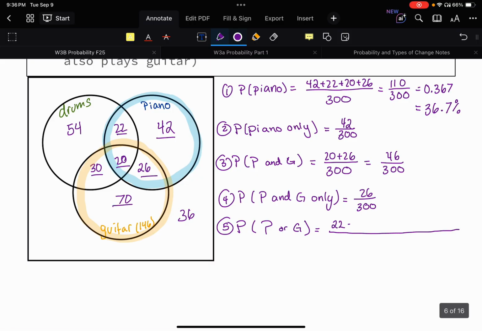The 22, the 42, the 20, the 26. So those are all the people who play piano. And so it's like piano only is here, or piano outside of the guitar circle, the overlap, and then the 30 plus the 70, which are the people who play guitar but not piano. And then that's all over my total of 300.